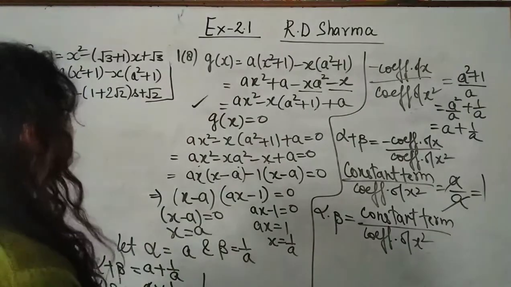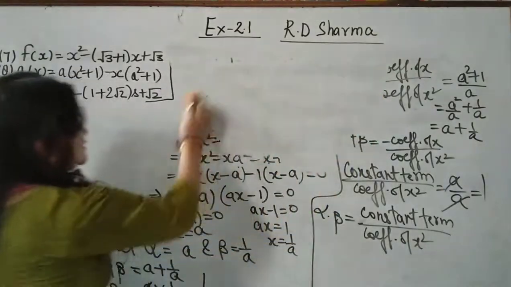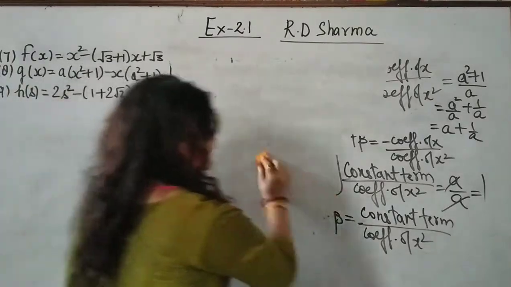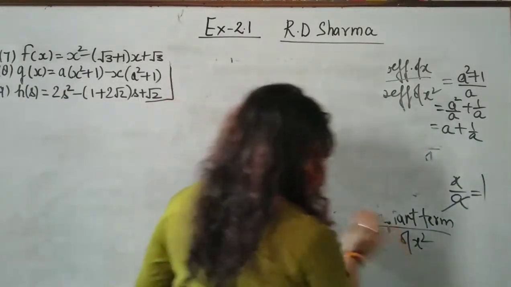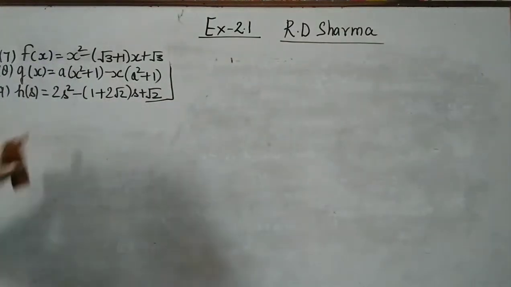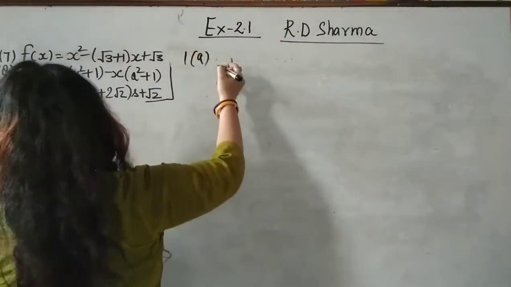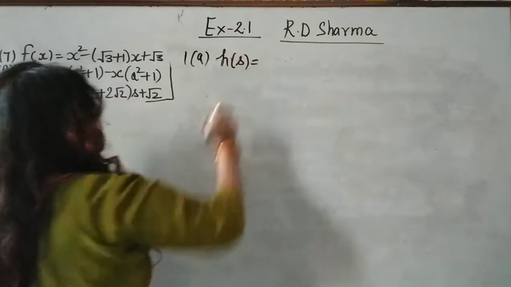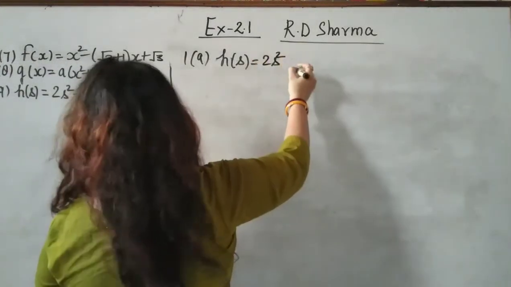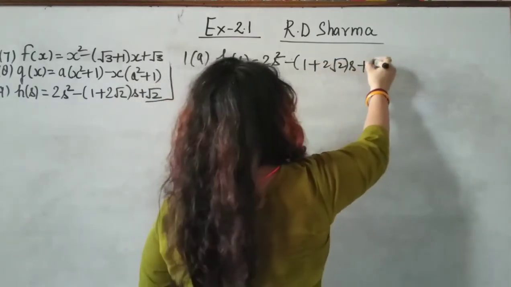So this was our sum number 18. And now we are just moving to sum number 19. Right? Sum number 19 we are gonna solve now, okay? Just note down sum number 19. This is hs is equal to 2s square minus (1 plus 2 under root 2)s plus root 2.